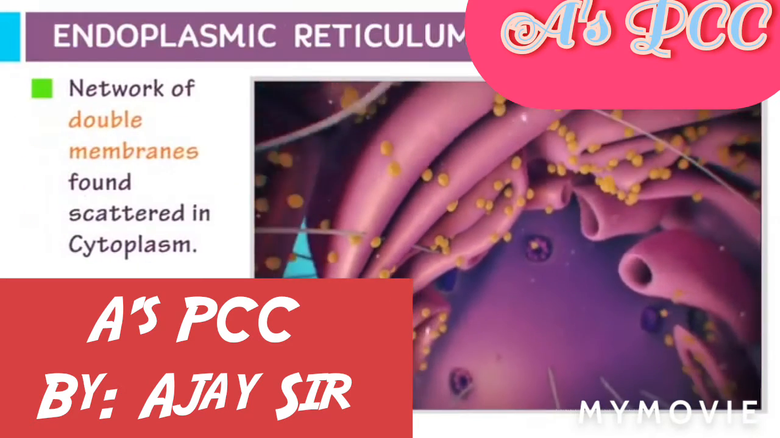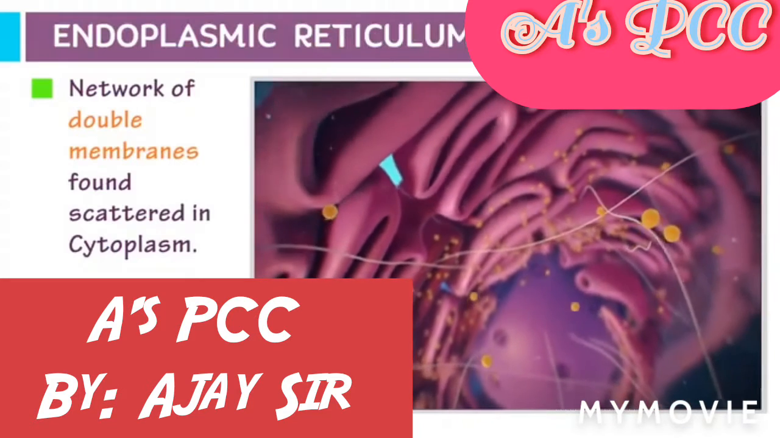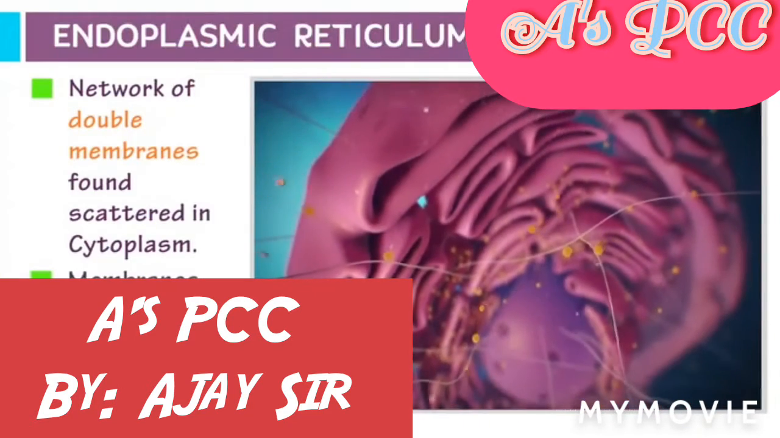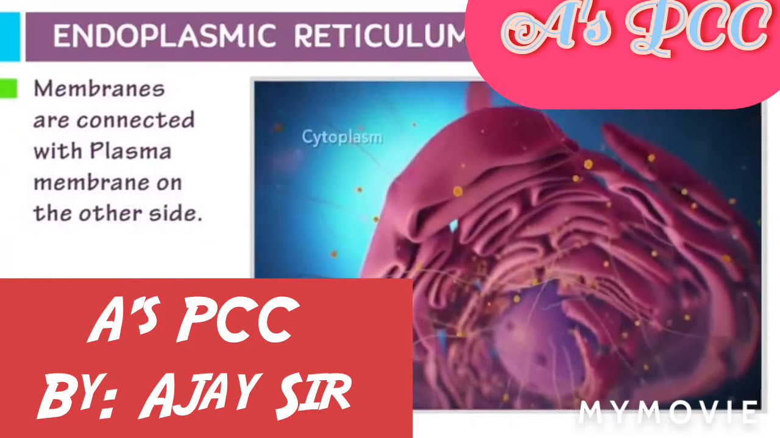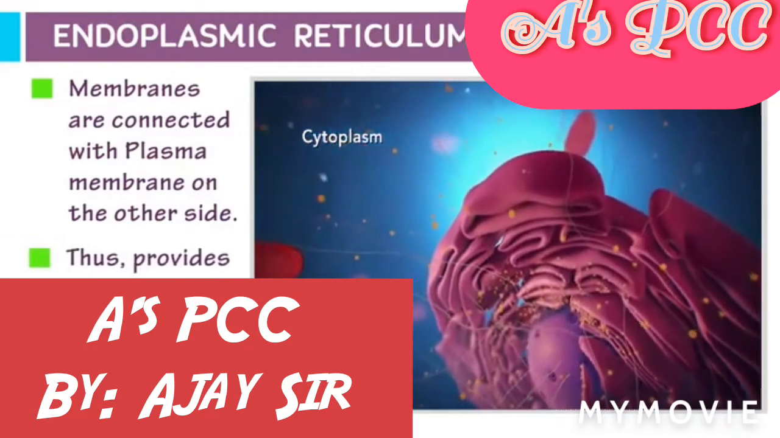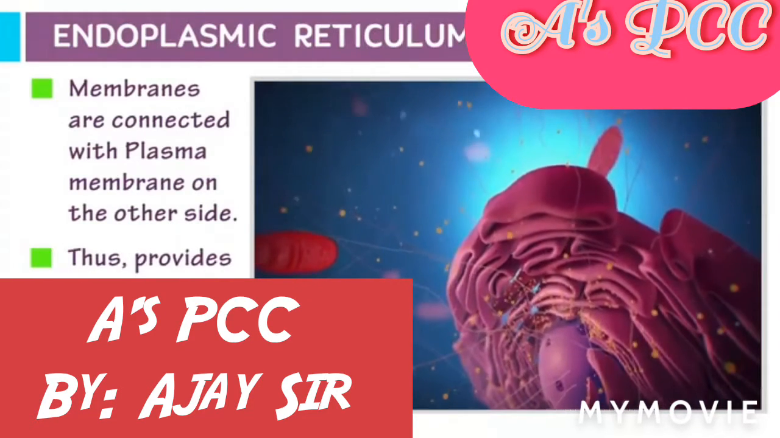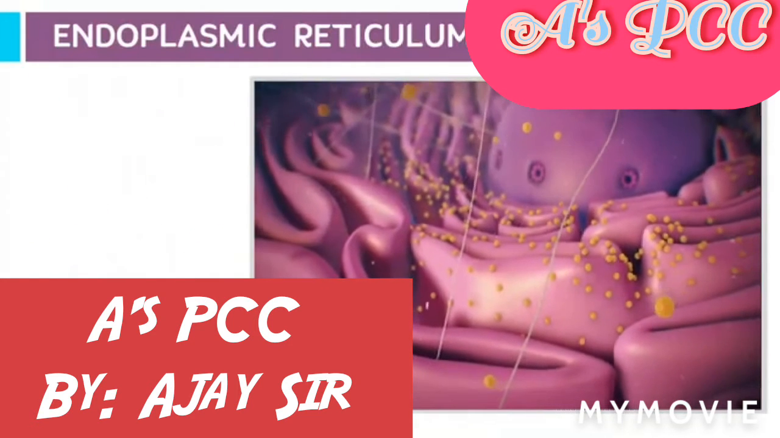The endoplasmic reticulum is a network of double membranes found scattered in the cytoplasm. These membranes are continuous with the nuclear membrane on the inner side and connected with the plasma membrane on the other side. The endoplasmic reticulum provides mechanical support to the cytoplasm. The endoplasmic reticulum is of two types.